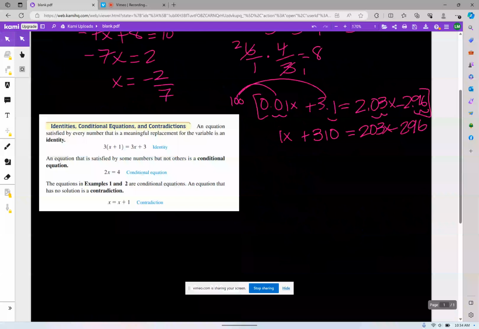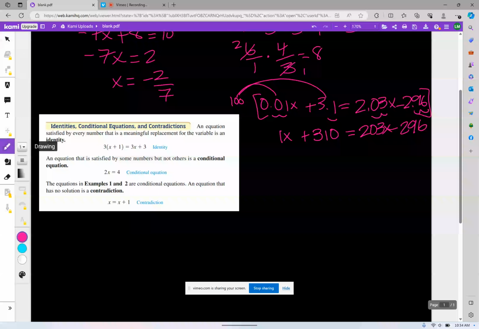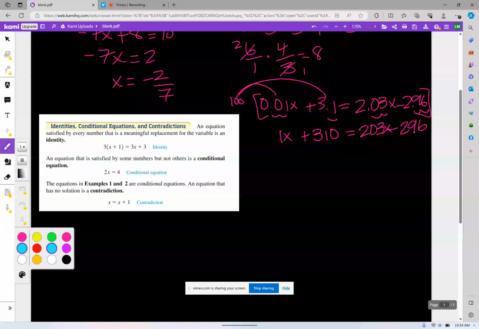All right, some terms that maybe you didn't talk about in Algebra 2, which is fine: identities, conditional equations, and contradictions. This is just identifying the different types of equations that we're going to see.